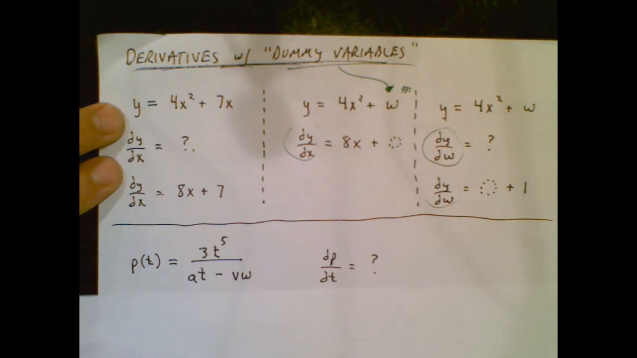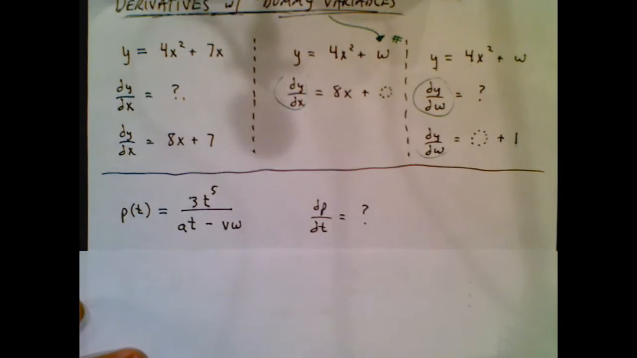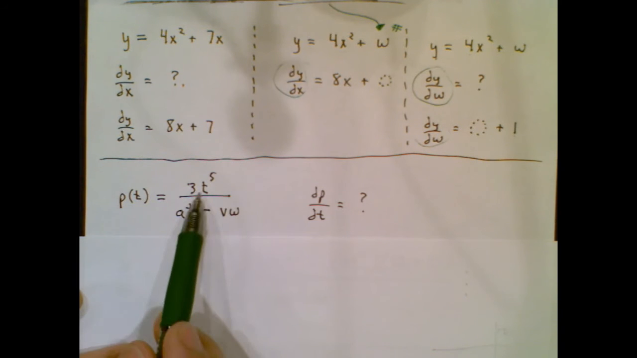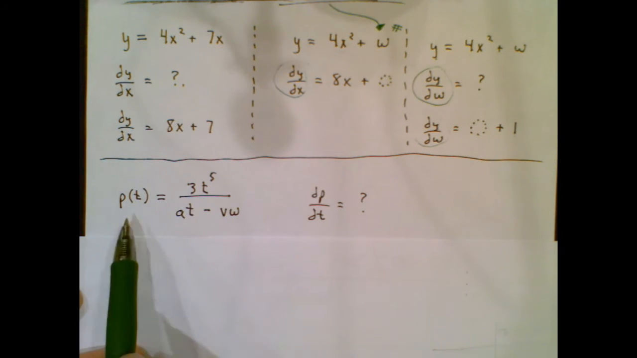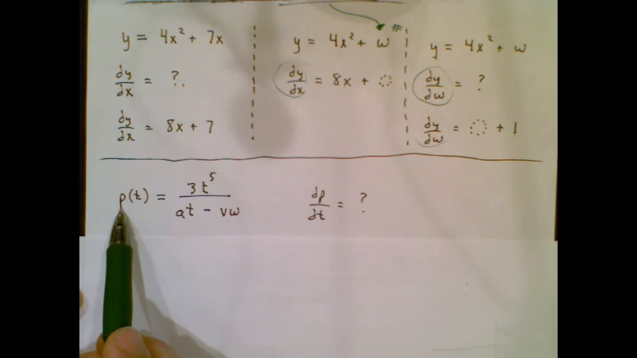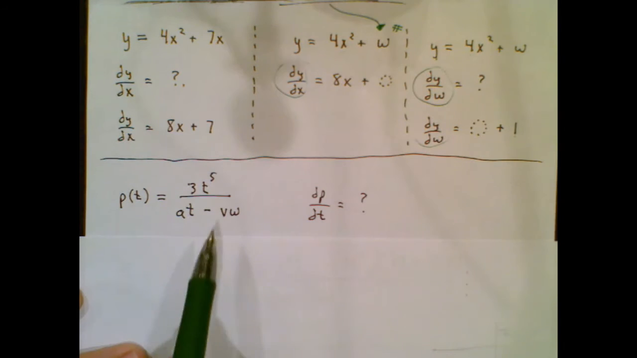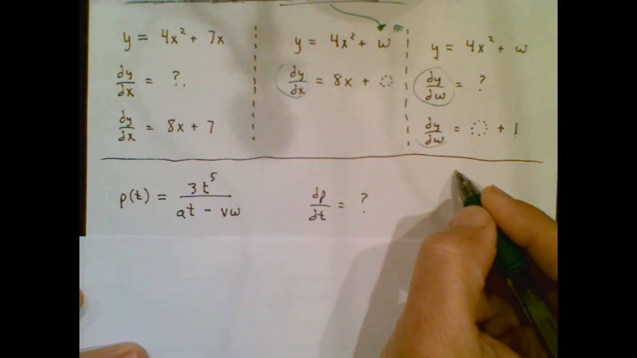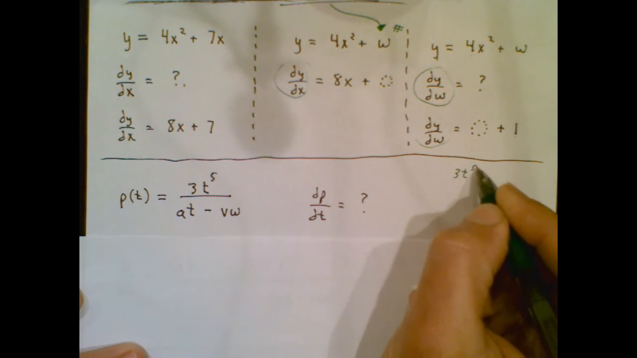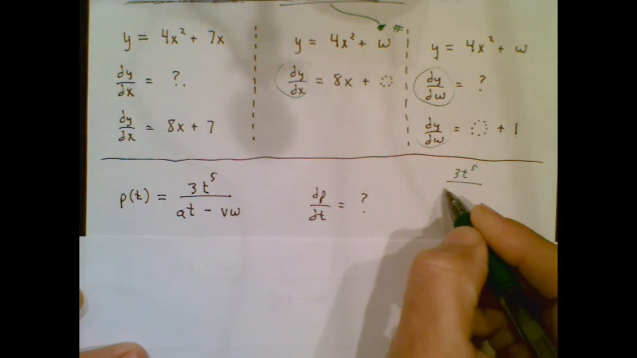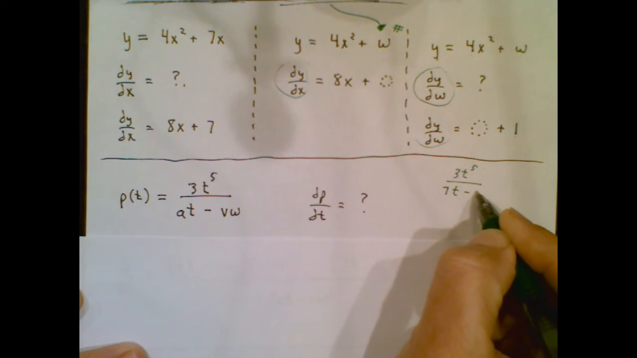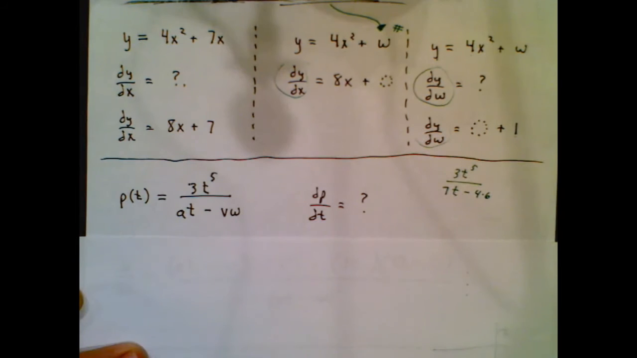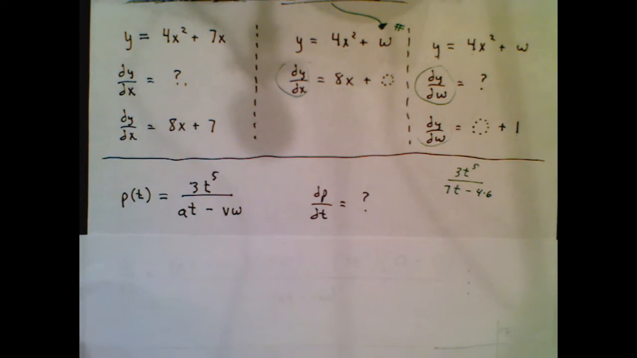Let's just do some more practice here. This one looks like a little bit of a big ugly. We've got a T, an A, a V, and a W, but the symbolism tells us it's equation P that happens to be using variable T, so I know A, V, and W are just like numbers. If I felt like it, I could rewrite this like this, 3t to the 5th over 7t minus 4 times 6, which would be 24. So you could rewrite it that way. It's probably going to make things more complicated, but that's definitely the way you should think about it.